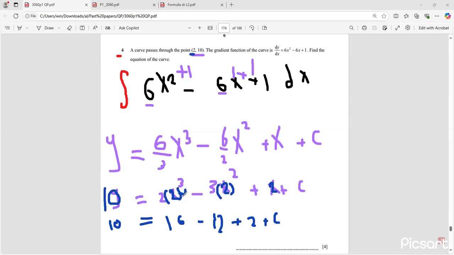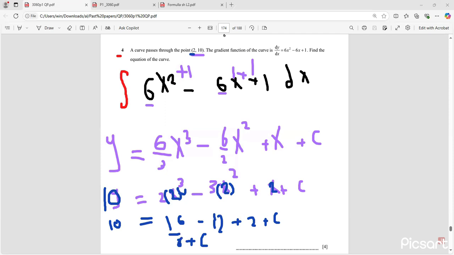Yes, here 16 minus 12 plus 2. So 16 minus 14, which is 2. Yes, here is 16 minus 12, which is 4, plus 2, which is 6.